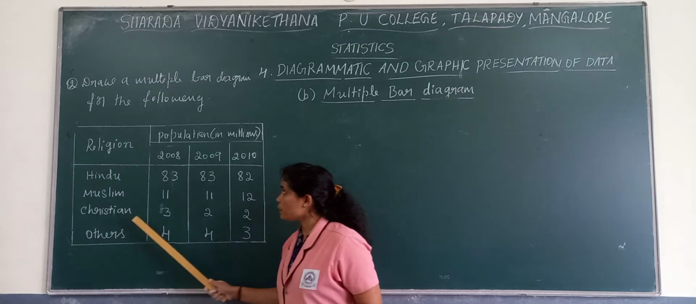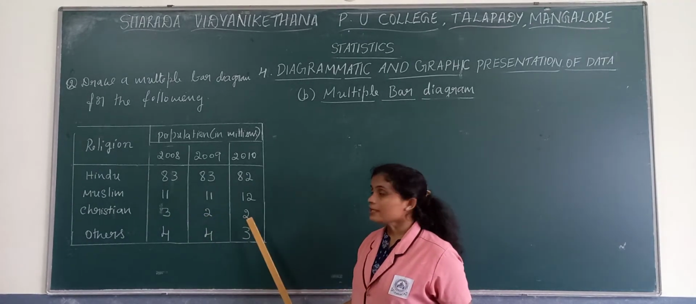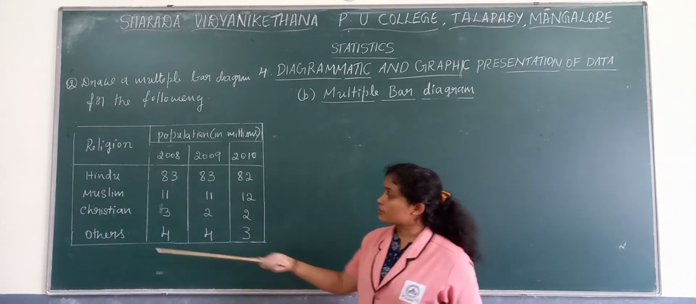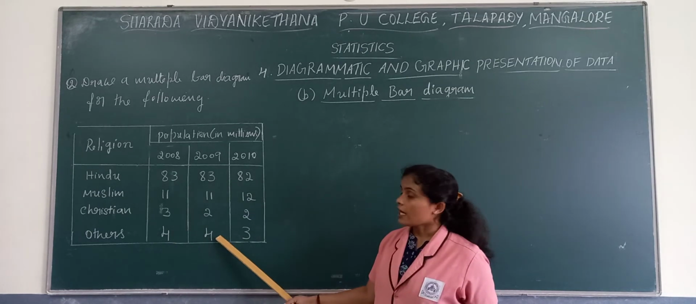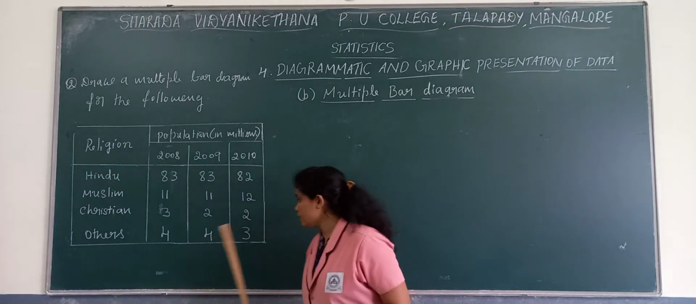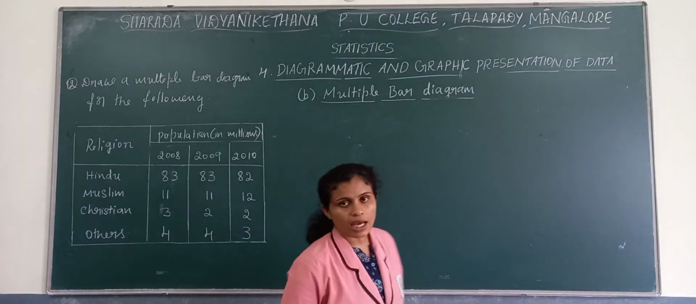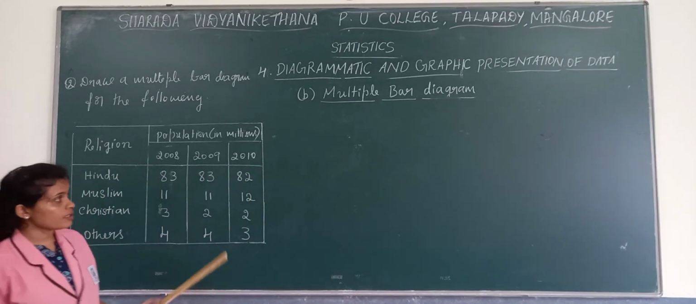And Christian population in 2008 is 3 million, in 2009 it is 2 million, and 2010 also 2 million. Then other than these three, the other population is 4 million, in 2009 also 4 million, and in 2010 it's 3 million. Now this information we have to show by using a multiple bar diagram.